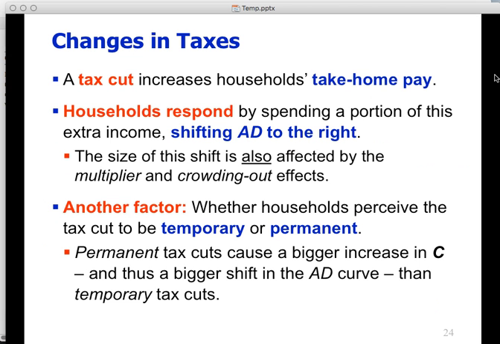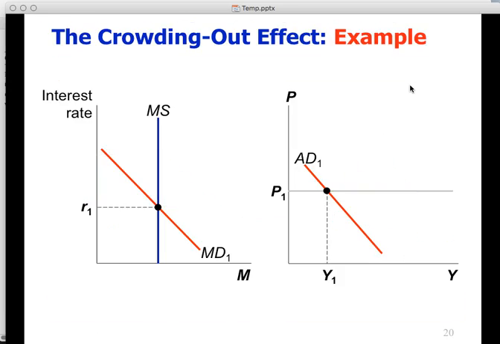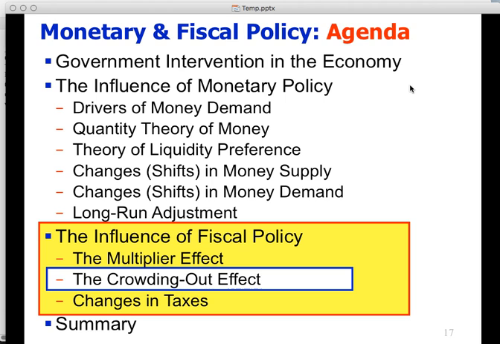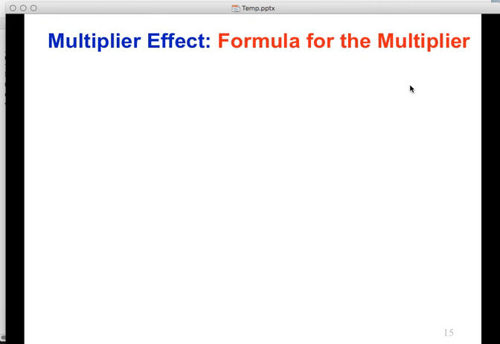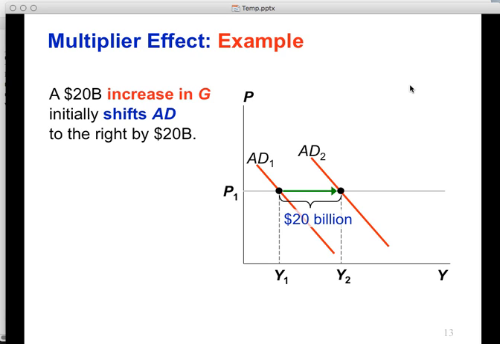So if we go back to this slide here, unlike the $20 billion, here we had government spending increase to 20 billion, so the initial shift to aggregate demand was 20 billion because it was directly going to aggregate demand, which is government expenditure. Now the initial impact, cutting taxes doesn't directly increase aggregate demand. It only does so through consumption. Therefore, the initial impact on aggregate demand was 15 billion.